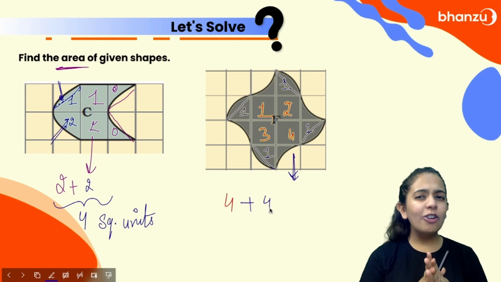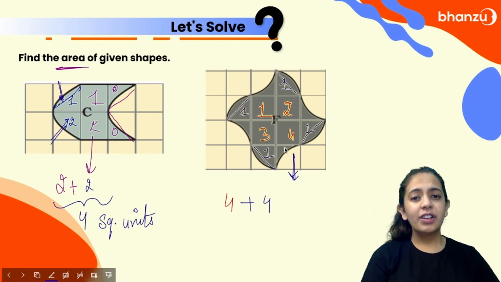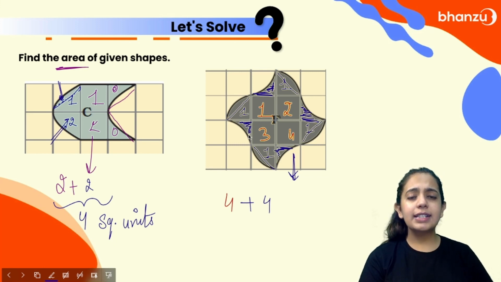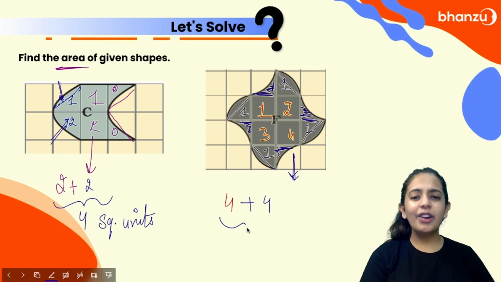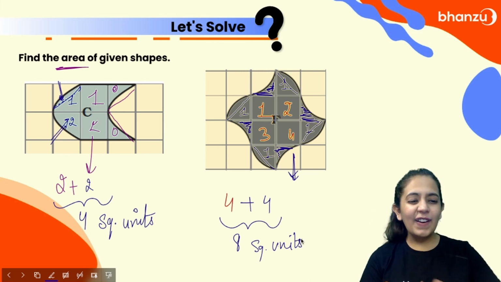Okay, now let's talk about the ones which are occupying less than half. So those are these parts. And what do we need to do with them? Do we need to count them? No, right? We are going to consider them as zeros. So therefore, the total area is 8 square units. Great. Now moving on to the last question of the day.